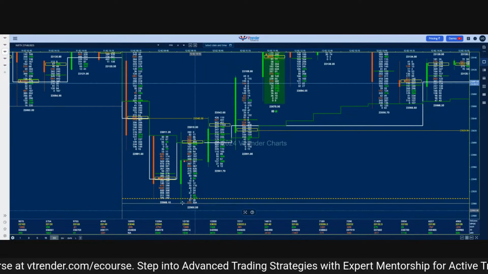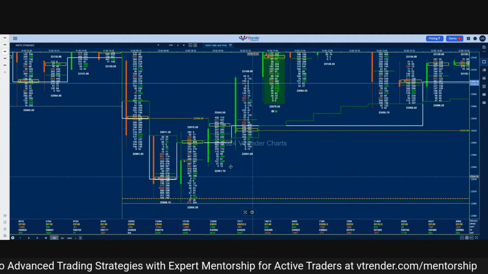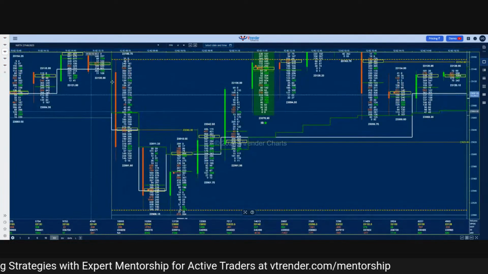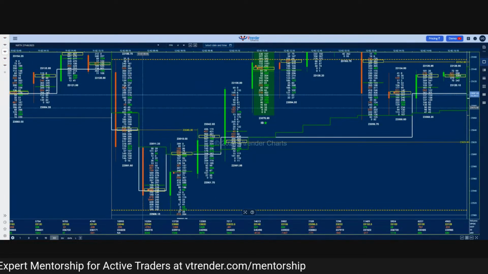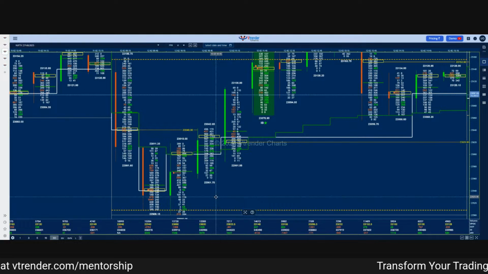is a typical C side which got rejected and we came back above VWAP. This was actually an open drive down yesterday. So once the open drive down gets negated, when does it get negated? When does the drive get negated? When the VWAP of the day is taken out.